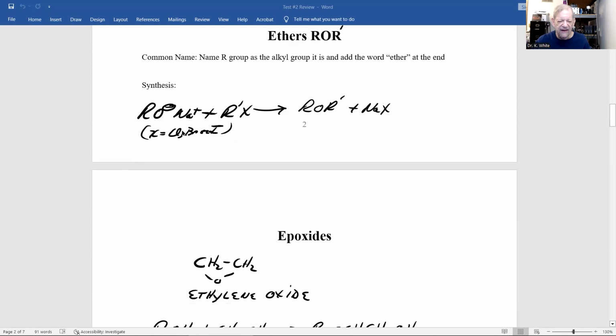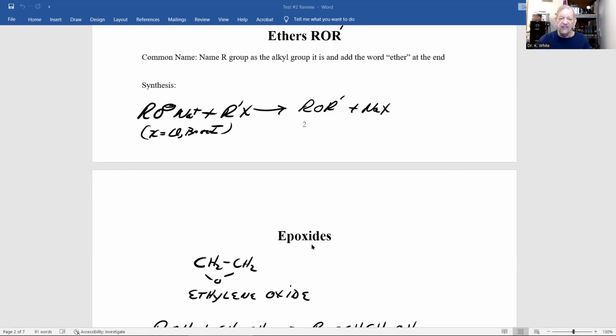All right, now how do you make an ether? The Williamson ether synthesis. RO⁻ Na⁺, an alkoxide, plus an alkyl halide, R'X, gives you an ether plus salt. And X can be chlorine, bromine, or iodine. Now, the carbon with the halogen in R prime is the carbon that this oxygen is bonded to in the product.